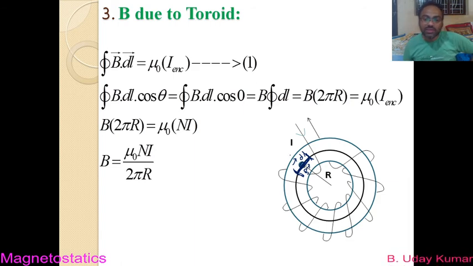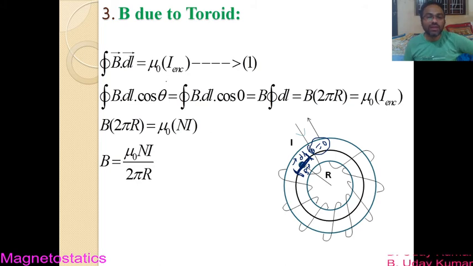Okay, so that means the direction of the magnetic field and the direction of the length element will be tangential to the closed path that we have considered. Tangential, that too along the same direction. That means in this case the angle between B and dl will be 0. So that you try to get it.